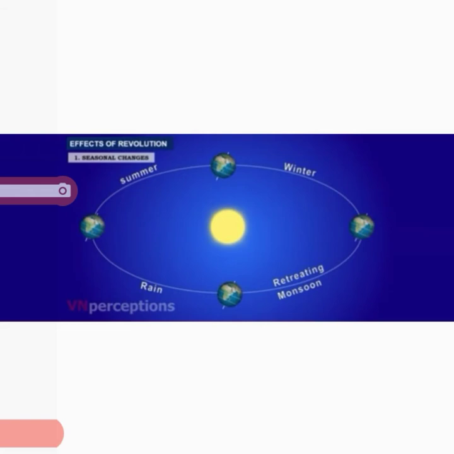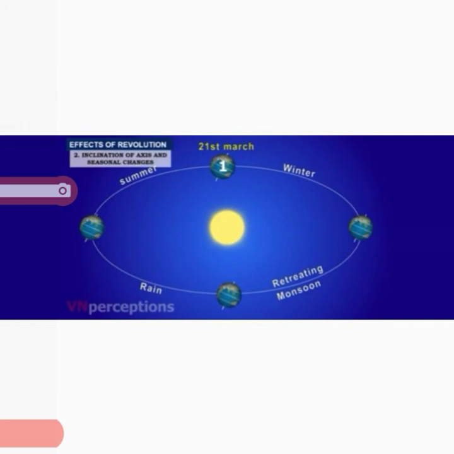Now how does it happen? Suppose we take these four positions of the earth. In the first position the date is 21st of March.